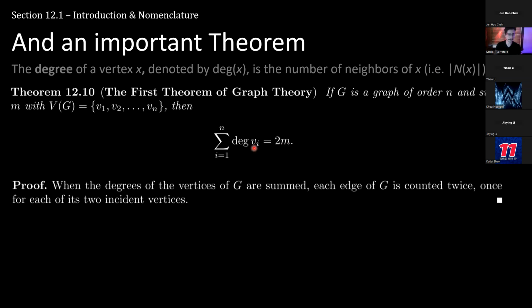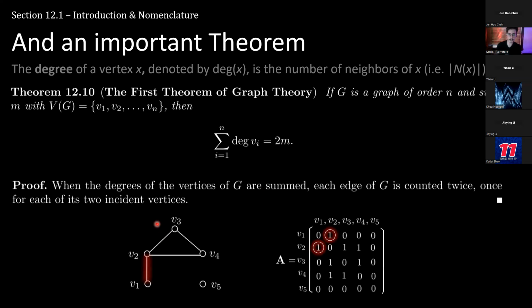So here we have the proof. When the degrees of vertices of G are summed, each edge of G is counted twice, once for each of its 2 incident vertices. And we actually saw this in the picture that I drew. Here we have an edge between V1 and V2, and we can count how many ones we're adding to the matrix, right? We're adding 2 ones to the matrix for each edge.